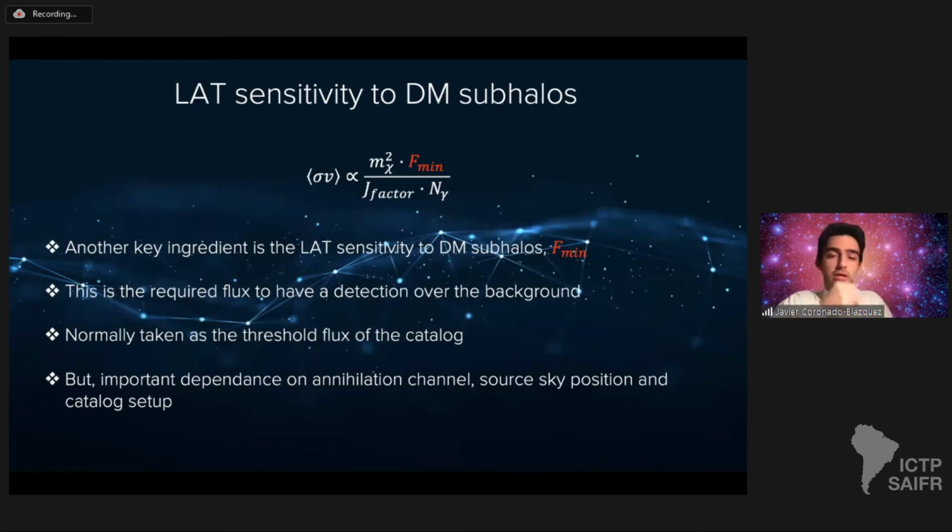And oh yeah, I forgot this. We have to take into account also the LAT sensitivity to dark matter subhalos. The sensitivity of the instrument is critical to set constraints, because if you want to set the typical constraints of the annihilation cross-section versus the mass of the particle, you will have here a flux, which is the flux you need to have a positive detection of the subhalo over the background, a 5 sigma detection. This has been traditionally taken as the threshold flux of the catalog, which is a first approximation, but is a very bad approximation actually, because there is an important dependence on the annihilation channel, the source sky position, and the catalog setup.